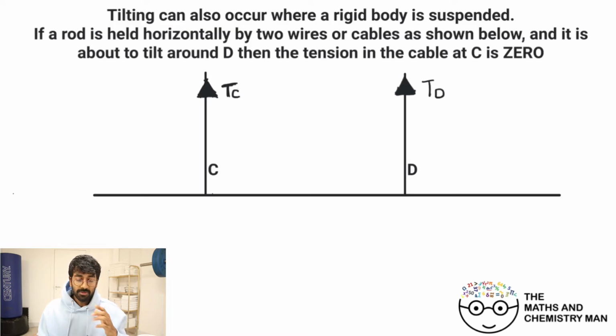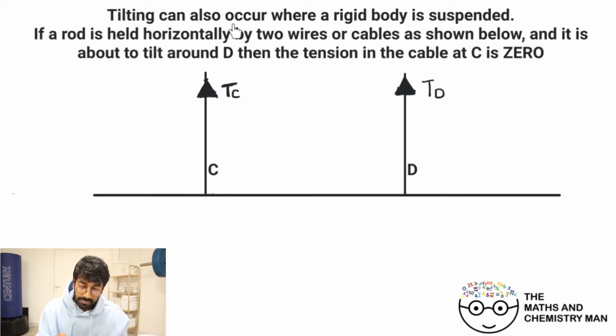Now, in the previous one, we looked at where you've got solid supports like that, and there's tilting about those solid supports. This time though, we're looking at a beam that's maybe suspended by a couple of wires, and you can still get tilting in this situation as well. So we've got to think about this. Now, what have we got here?